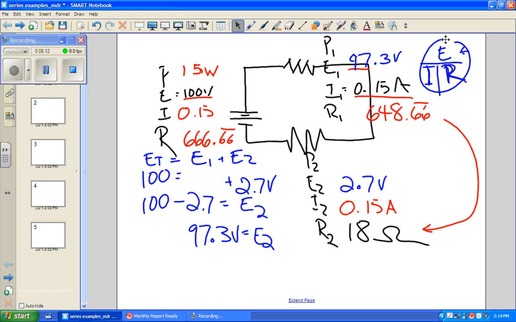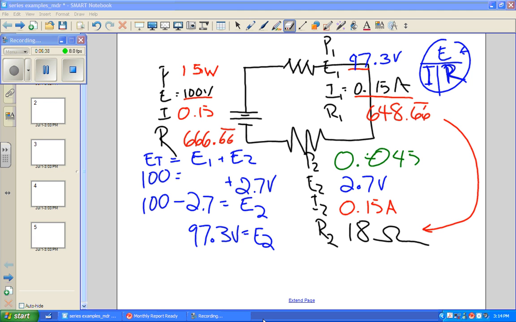Also, we can multiply up to get our powers. Let's do that now. Let's multiply 2.7 times 0.15. It's going to be a very small amount. 0.405 watts. Okay. Is that it? .405. Okay, and then let's multiply 0.15 times 97.3.